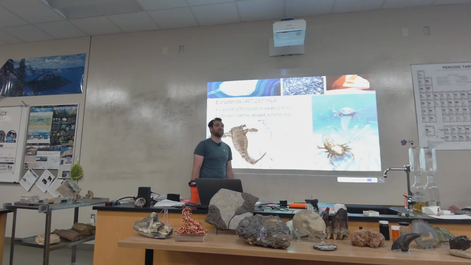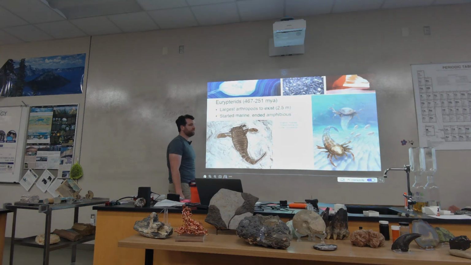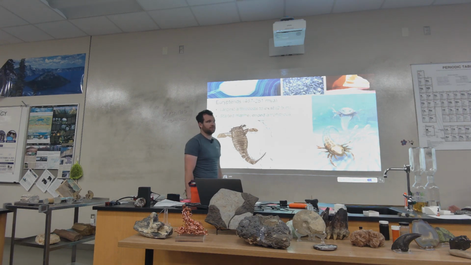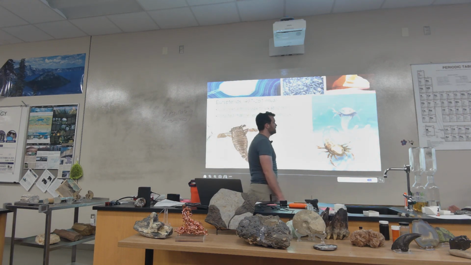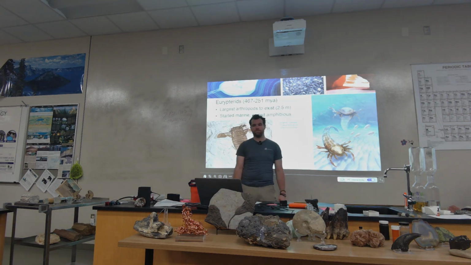All right. Eurypterids were also arthropods, but these were apex predators. Looks like a sea scorpion. Yeah, scorpions are descendants from these guys, okay? You can call these sea scorpions if you'd like. They got about 6 feet long. These were apex predators in the oceans for a while, okay?